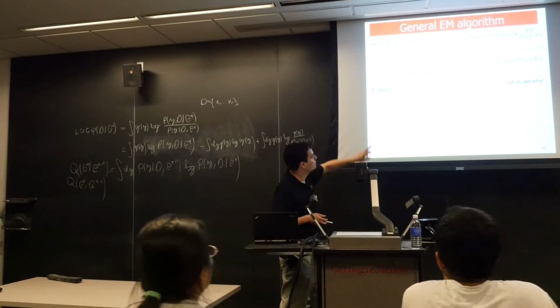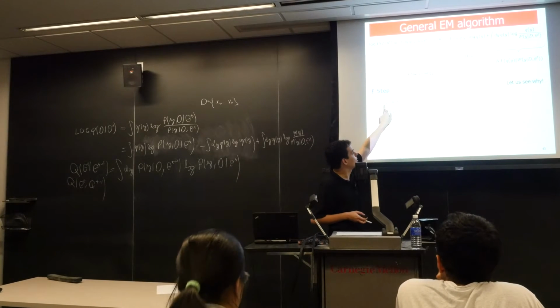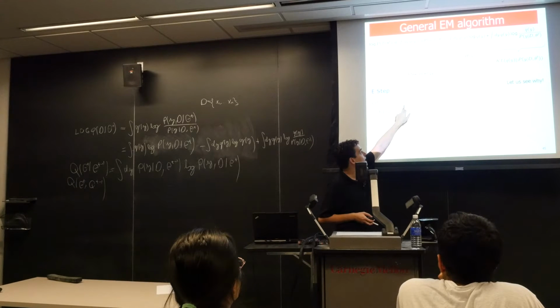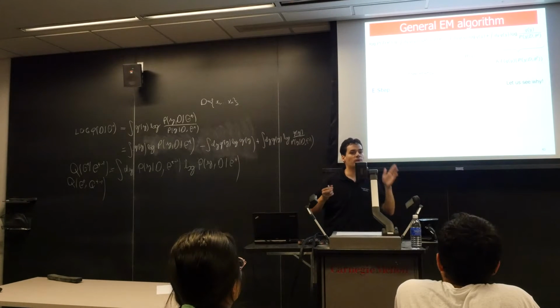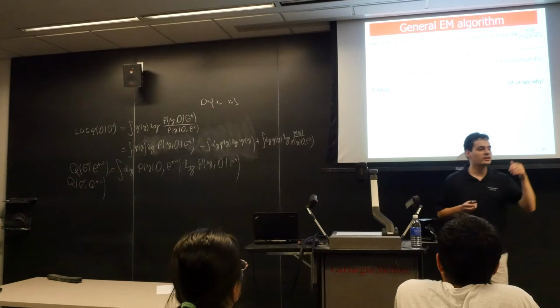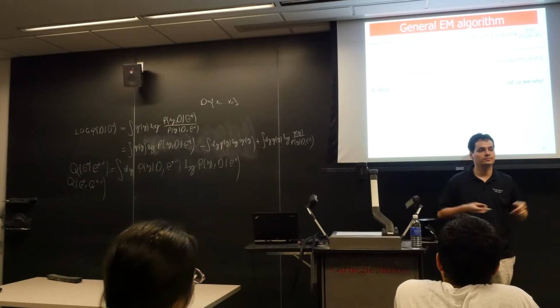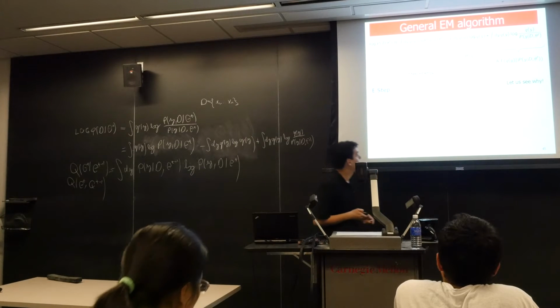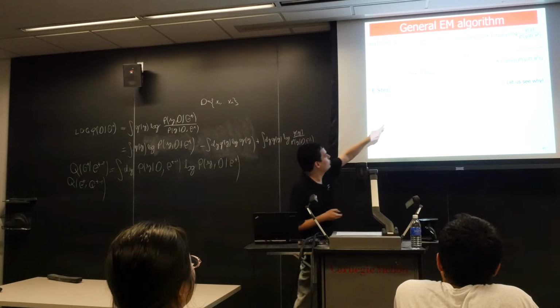Observation 1: if I choose this Q distribution to be the posterior of y given the data and theta t, then this Kullback-Leibler divergence will be 0. So that's one property of the Kullback-Leibler divergence: the divergence between distribution P and distribution P is 0. Okay, that was easy.